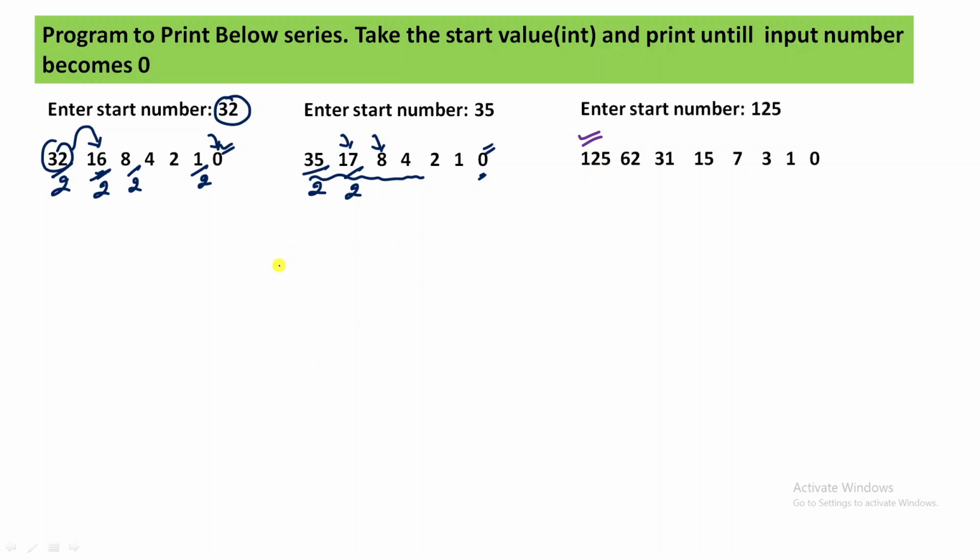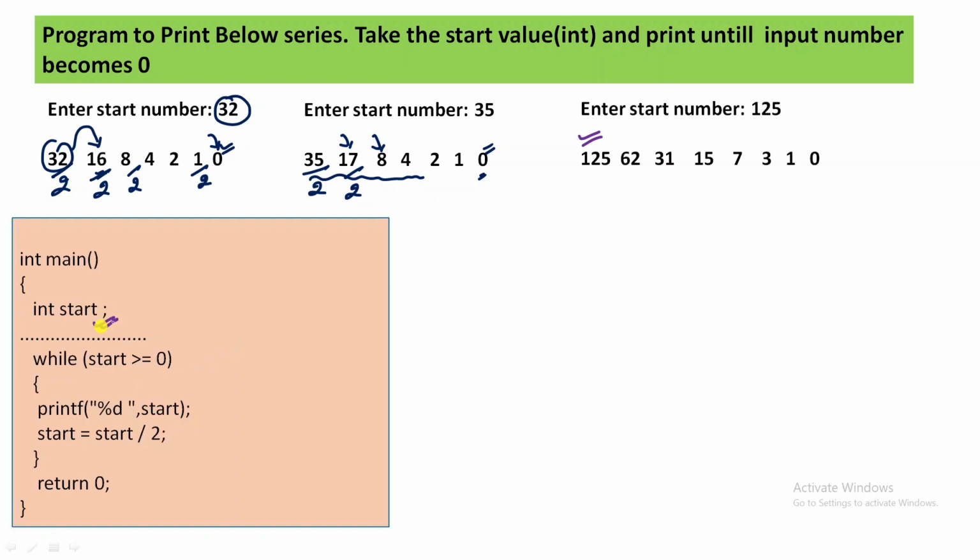So this will be easy, right? Instead of start minus 1, what you have to do is start by 2, if start is the input number. So here you can see again you will initialize this start, either via scanf or we can directly initialize. And then the same thing, start is greater than or equal to 0; till this condition is true we will go inside the body and print the start. But here we update start as start equal to start by 2, not start minus minus, right? So in the same way it will run.